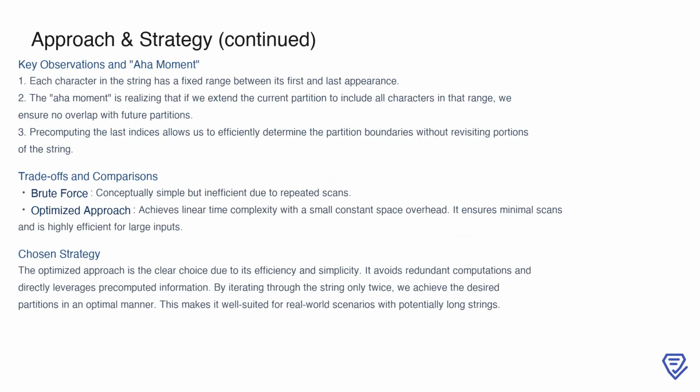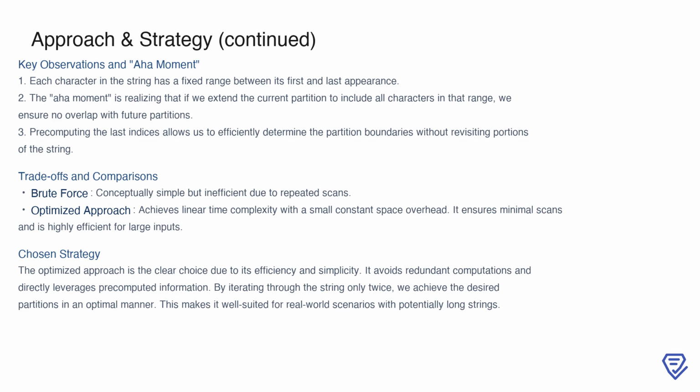The key insight for the optimized approach lies in understanding that every character in the string has a fixed range between its first and last occurrence. By ensuring that a partition extends to include all characters within their respective ranges, we can guarantee that no character from one partition appears in another.